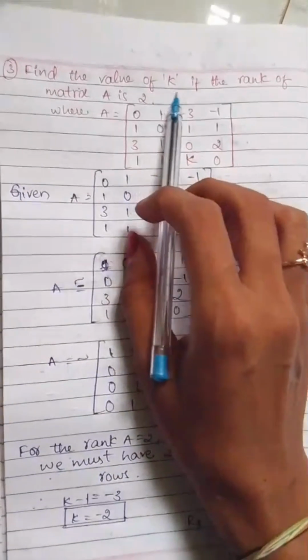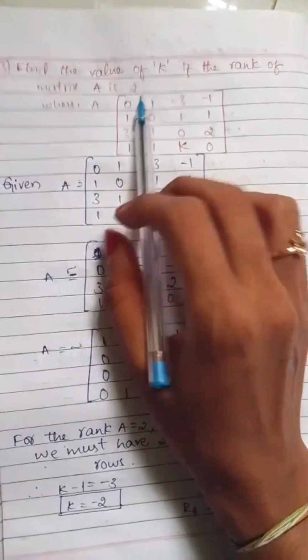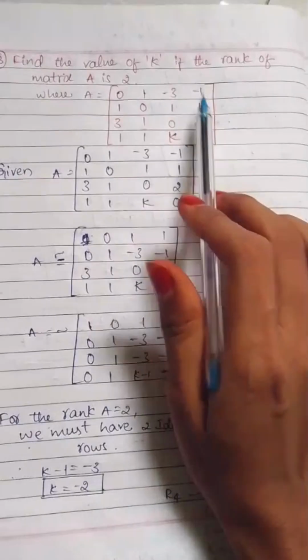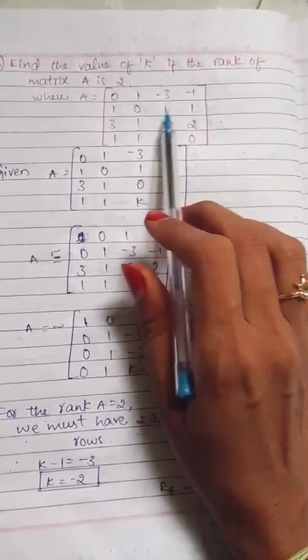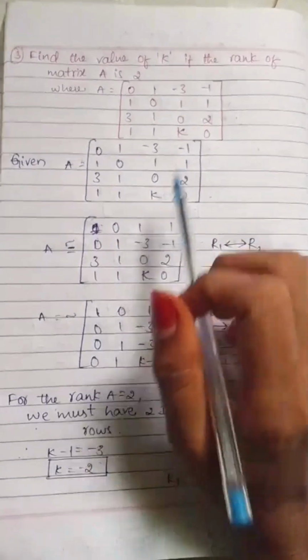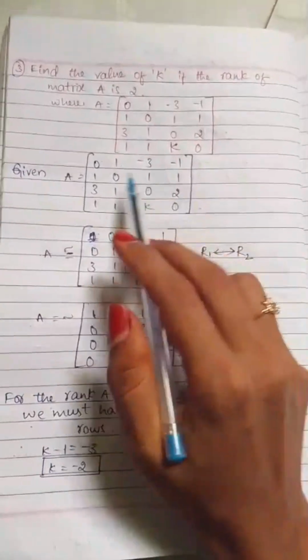Then go to the next question. Find the value of K if the rank of matrix A is 2, where A is given as 0, 1, minus 3, minus 1; 1, 0, 1, 1; 3, 1, 0, 2; 1, 1, K, 0. Here the rank of the matrix is 2.